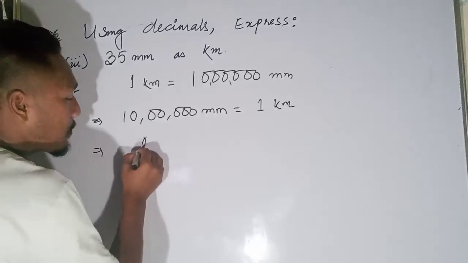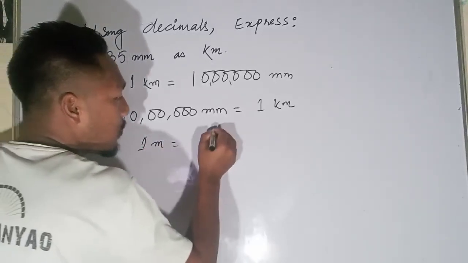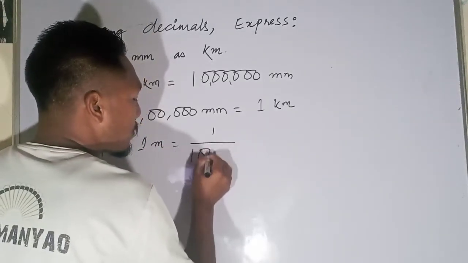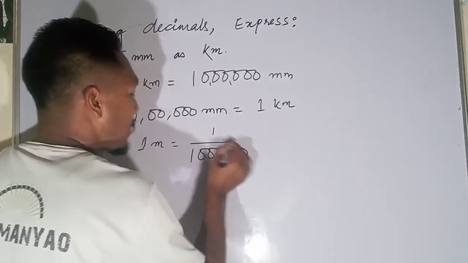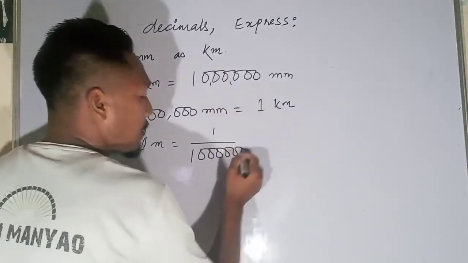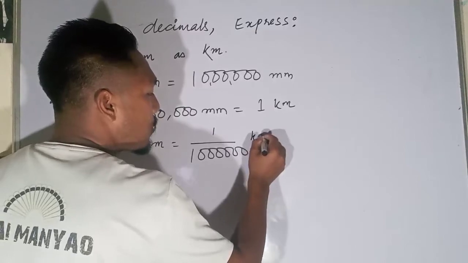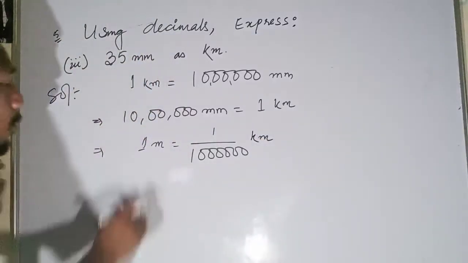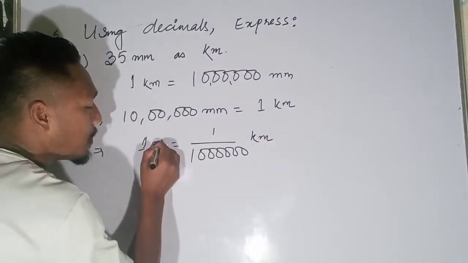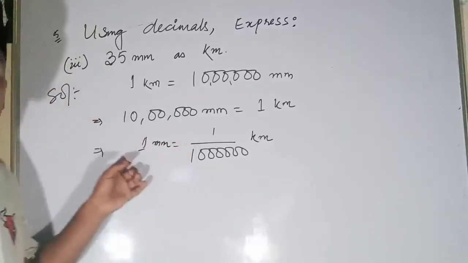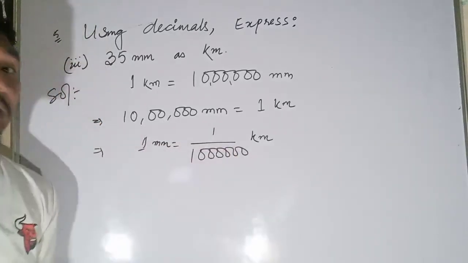1 millimeter will be how much? 1 millimeter is equal to 1 by 10 lakhs; this 10 lakhs will go down and divide with 1 kilometer. Okay, so this is what we have learned: 1 millimeter is equal to 1 by 10 lakhs.